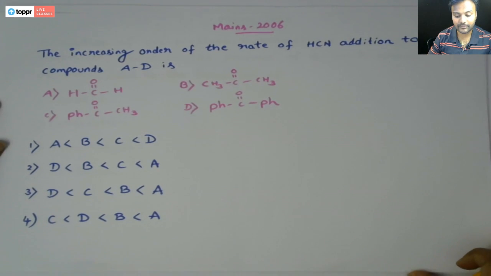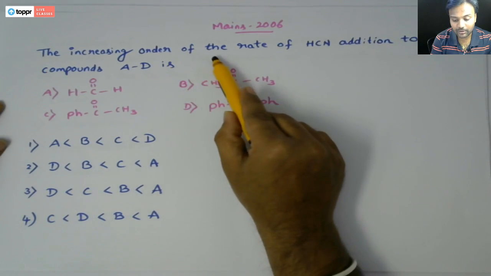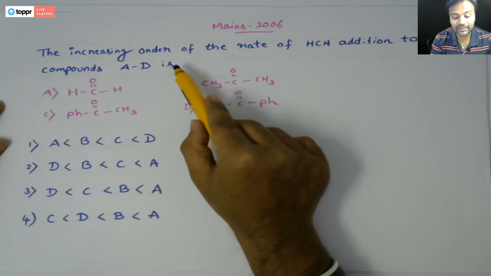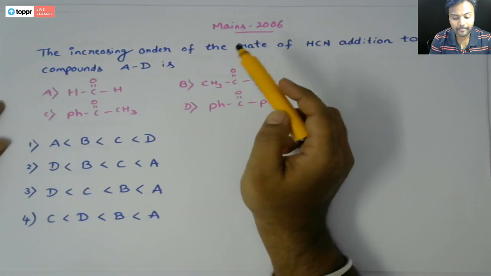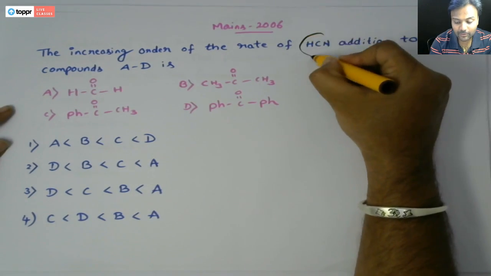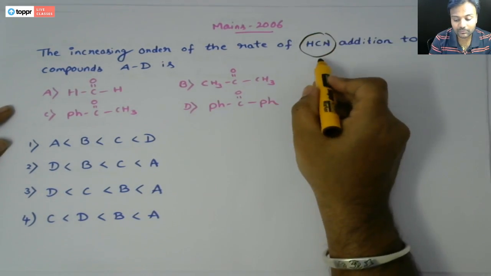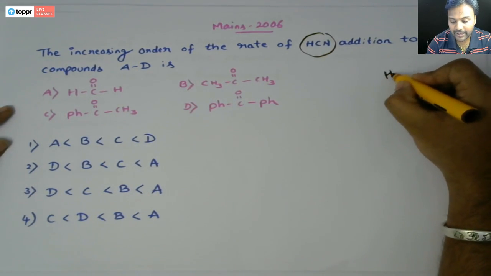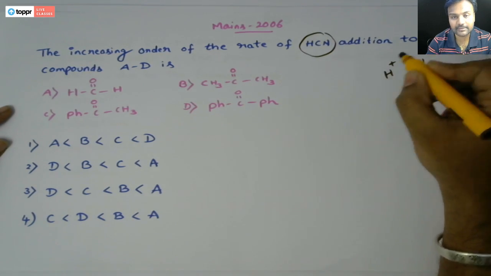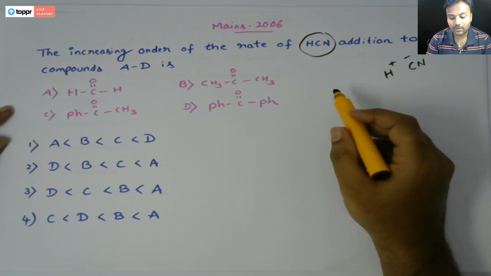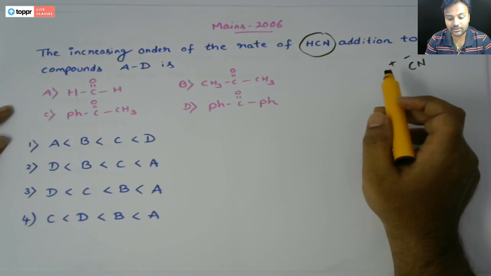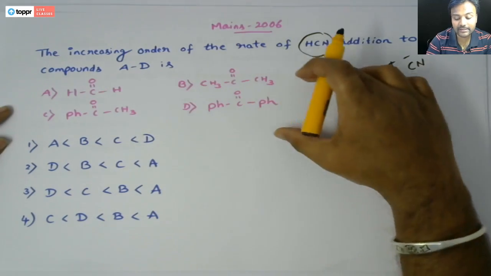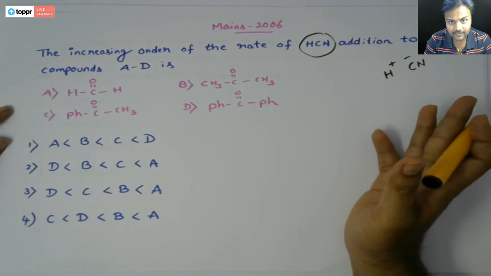Look at this question. The increasing order of the rate of HCN addition to compounds A to D is. Okay, so we are adding hydrogen cyanide to compounds A to D, right? So what is HCN? H plus, CN minus. Now the increasing order of the rate of HCN addition means, when you are adding hydrogen cyanide, which of these will undergo the reaction faster?